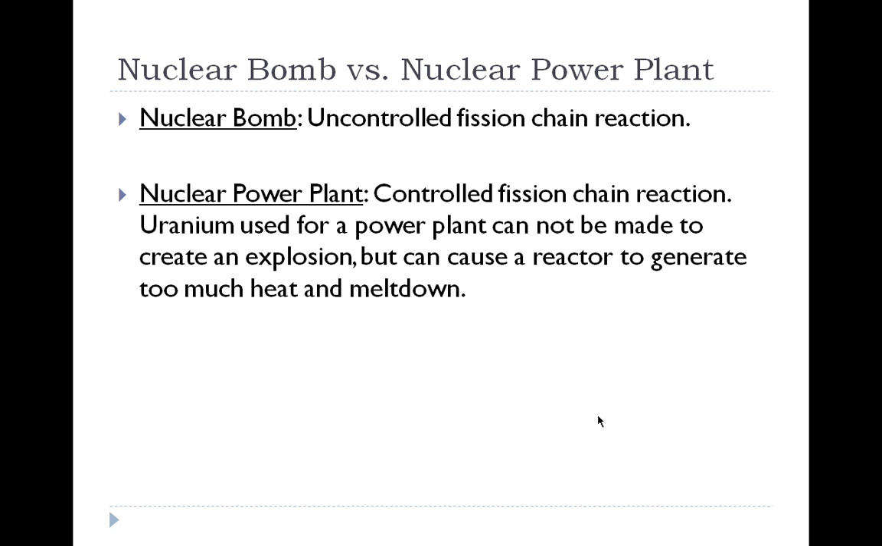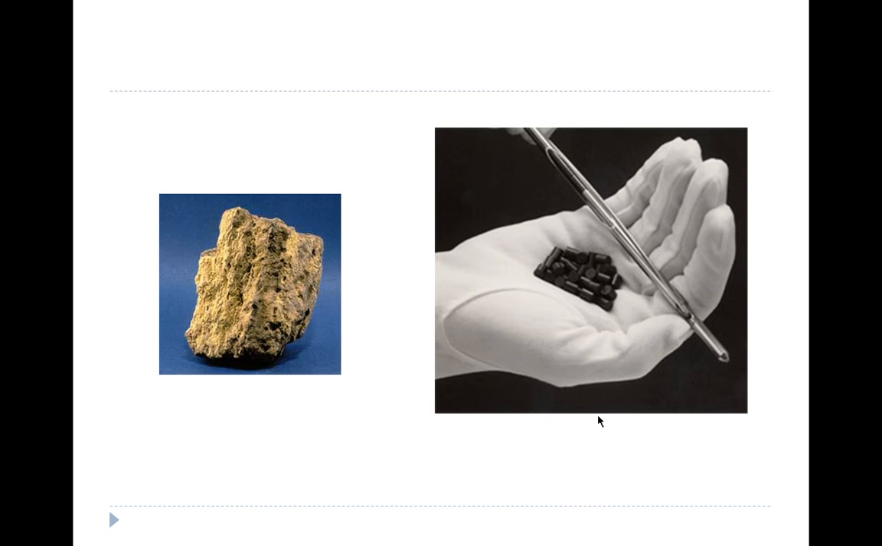So the difference between a bomb and a power plant is that in a bomb, it's an uncontrolled fission chain reaction. In a power plant, it's a controlled fission chain reaction, and the uranium used for a power plant cannot be made to create an explosion, a nuclear explosion in the same sense, but can cause the reactor to generate too much heat and melt down.